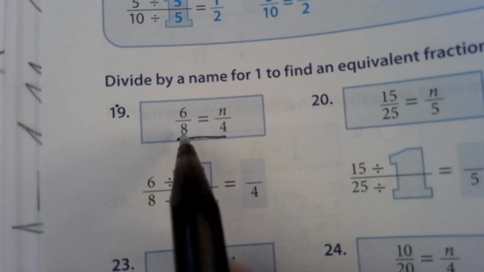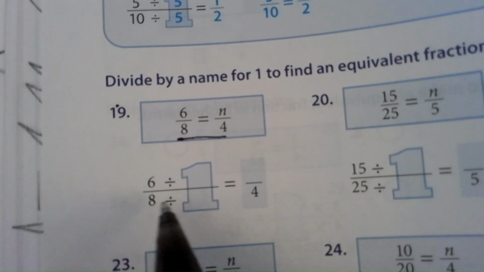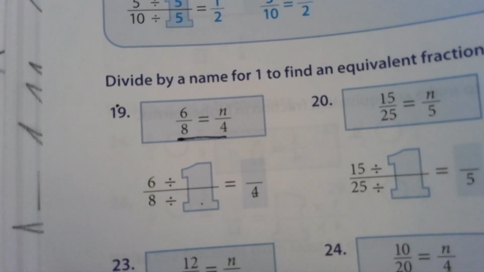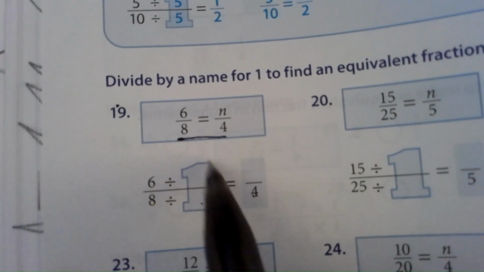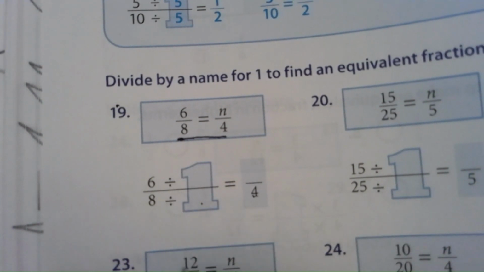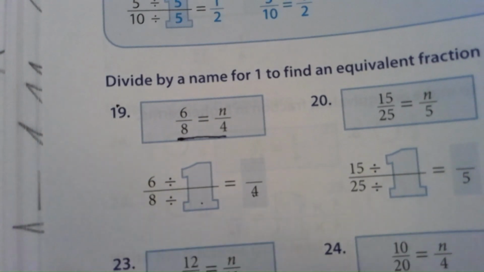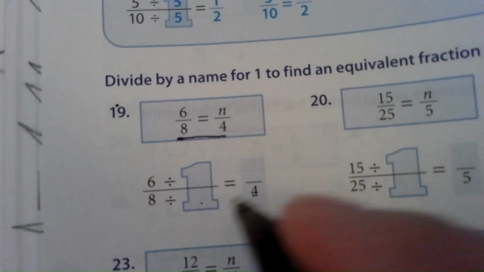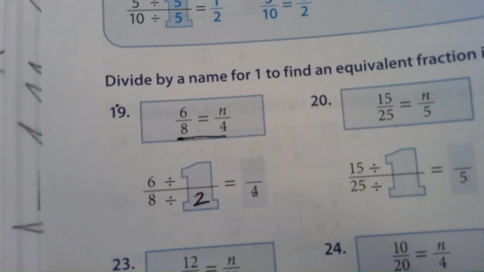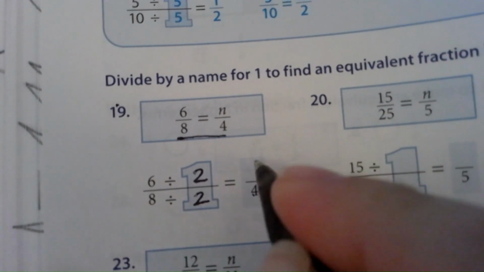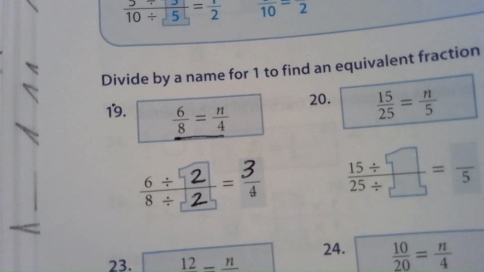Rewind. 8 and 4. So 8 divided by what equals 4? This is the one that they're referring to, okay? 8 divided by what gives me 4? Anybody? Yeah, McKinley? 2. So what I do on the bottom, I do on the top. 6 divided by 2 is 3. And you're done. Any question about those?